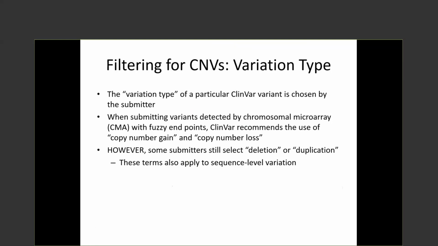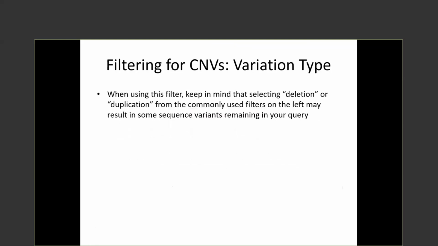So, of course, deletion and duplication can also apply to sequence level variation. The bottom line here is that when you use this filter, just keep in mind that selecting deletion or duplication from the commonly used filters on the left may result in some sequence variants remaining in your query. If you truly want to limit your search to variants identified on CMA with fuzzy endpoints, you might consider using copy number loss or gain from the advanced field, or simply adding in other filters such as size.